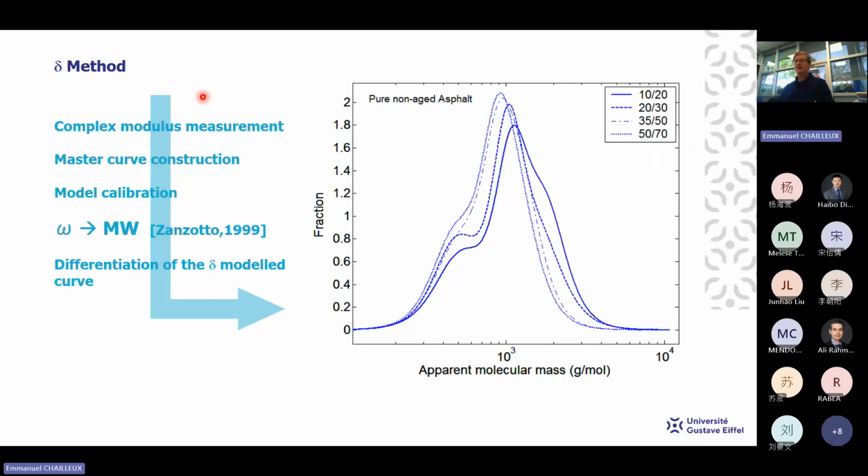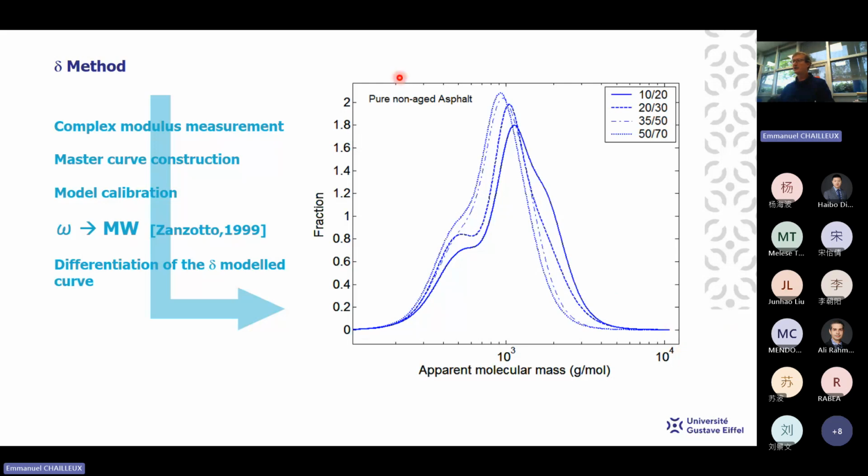So the method consists of measuring the complex modulus, building the master curve, calibrating the model, transforming the frequency into molecular weight using the Zanzotto relationship, and then differentiating the model phase angle master curve, in fact, and we just get this molecular distribution.